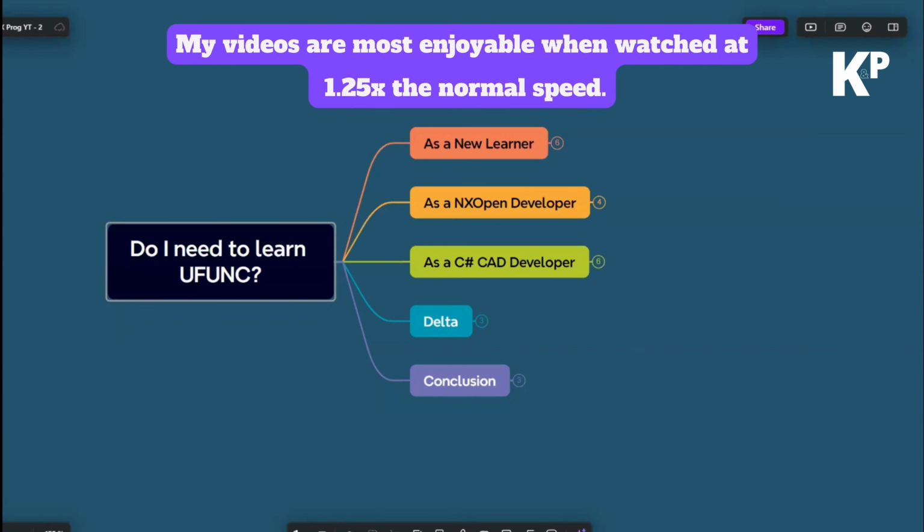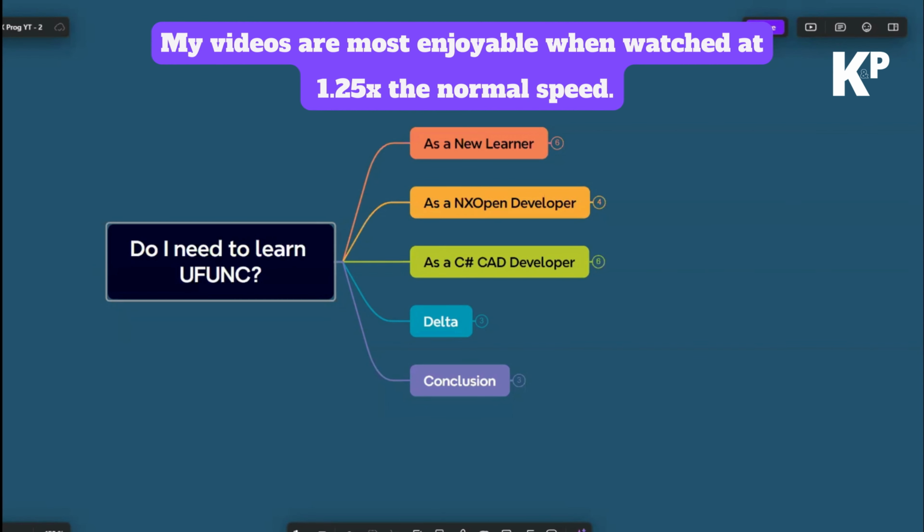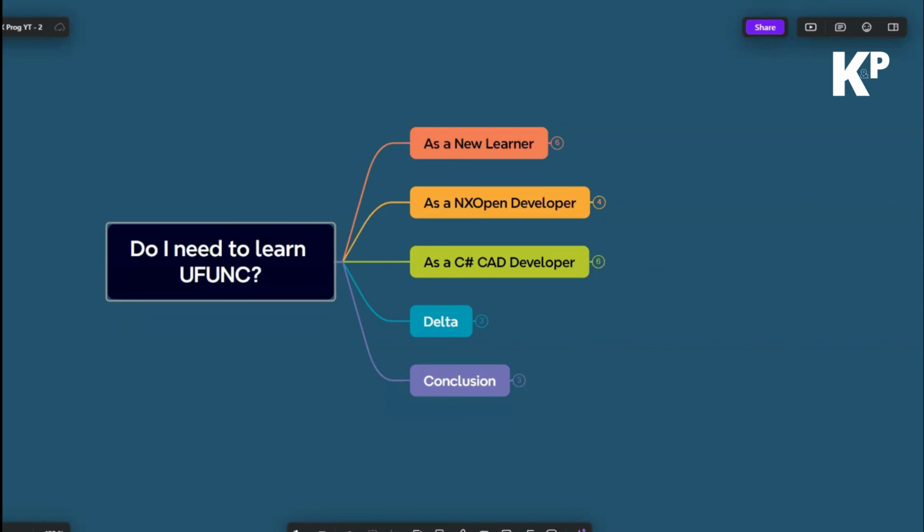Let's start with the topic. Do I need to learn UFUNC? So here I am considering you as either a new learner or as an NXOpen developer already, or any other CAD developer who is good at C Sharp or Visual Basic as a programming language. So let's start with whether you shall consider learning UFUNC as a new learner.